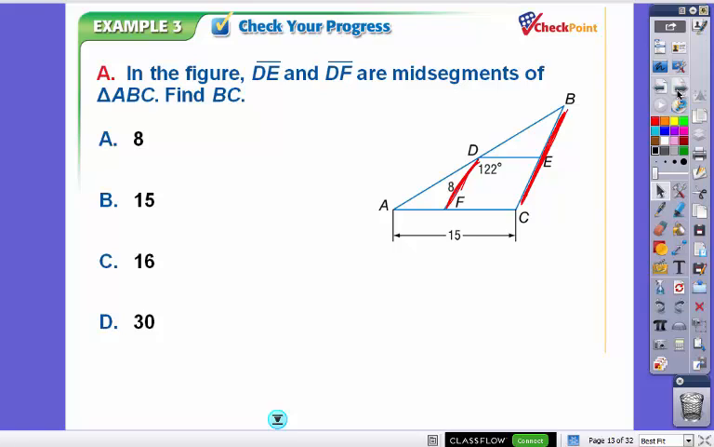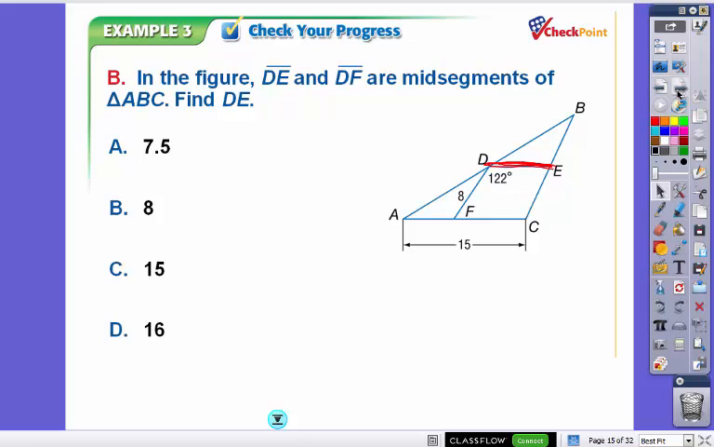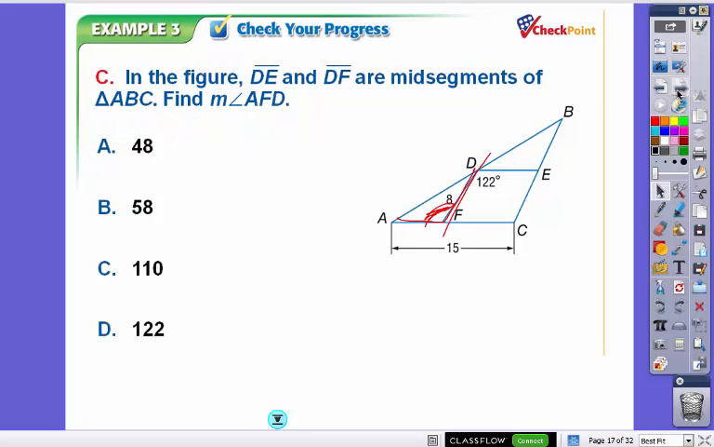So I want you to look at this one. Think about what's the answer. Pause the video, and then I'll tell you the answer in a second. So pause now. Yep, you just double it, so it is 16. How about this one? They give you 15 on the bottom. What do you think the answer is going to be? Pause now. Yep, that's going to be 7.5 because you just cut it in half.